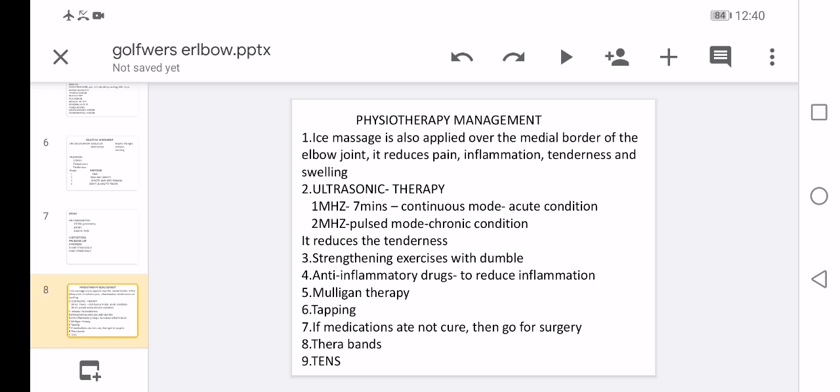You can also use Mulligan therapy. You can use the taping method. If medications do not cure it, then you should go for surgery. You can also use TheraBands. TENS is very important.